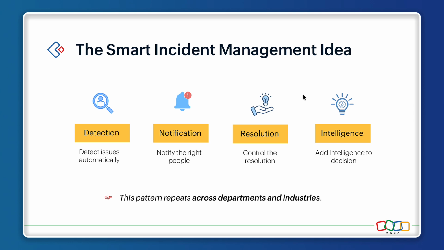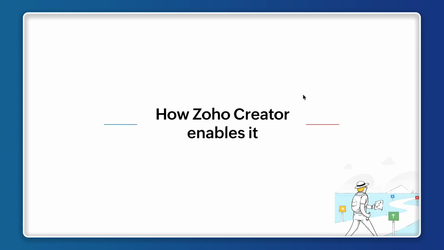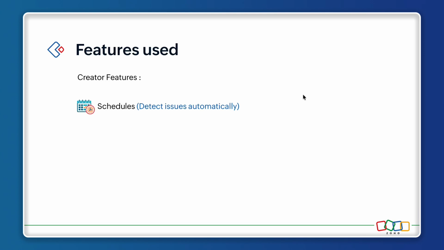So this is the smart incident management model I was talking about. And how can we build this model with the help of the Zoho Creator platform? Let's talk about that now. How Zoho Creator enables it. Zoho Creator consists of multiple features that can help us build or automate the business process. For this scenario, the Smart Incident Management model, we have taken a few Creator features.